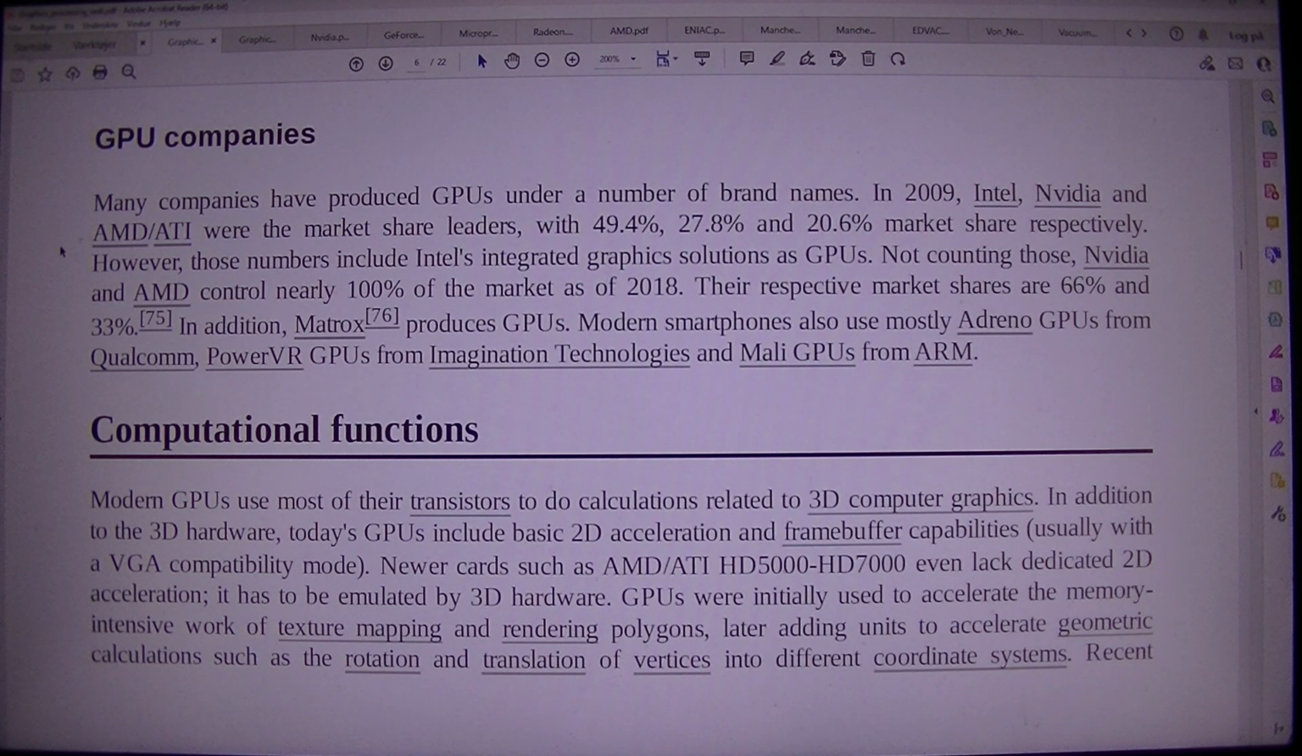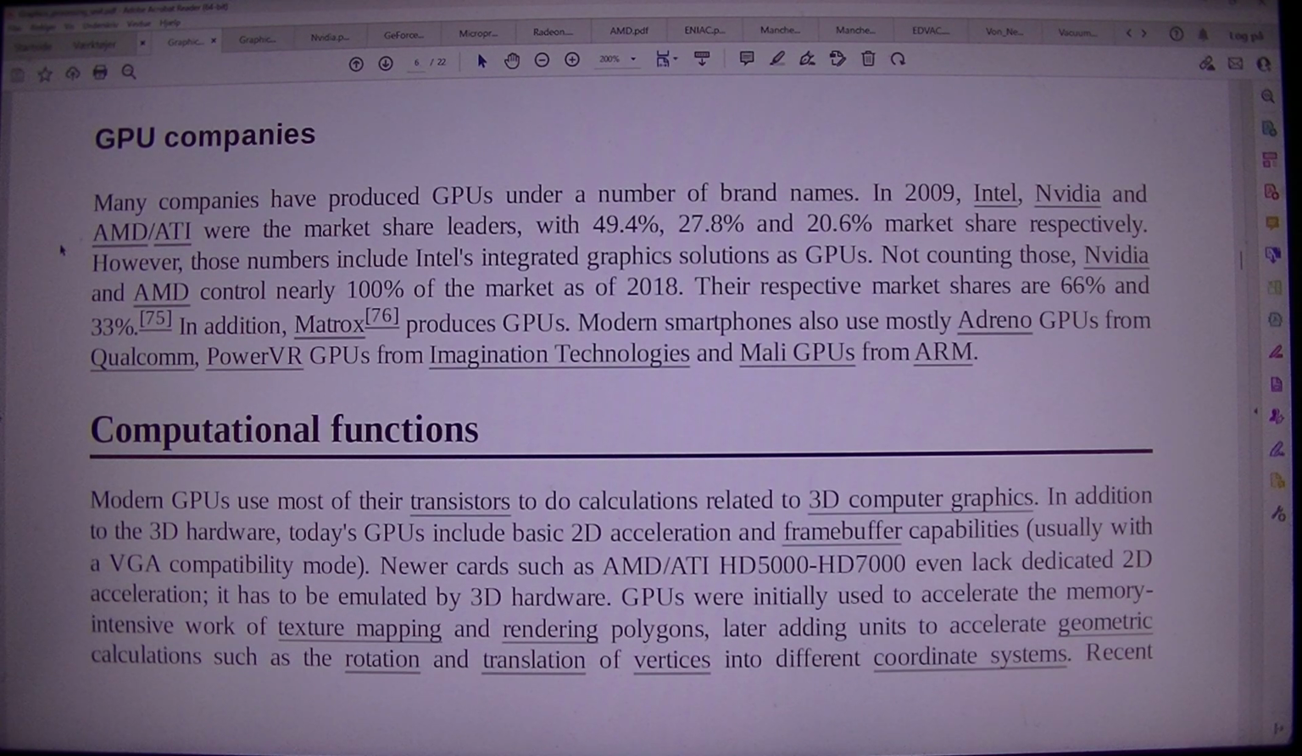Computational functions. Modern GPUs use most of their transistors to do calculations related to 3D computer graphics. In addition to the 3D hardware, today's GPUs include basic 2D acceleration and frame buffer capabilities, usually with a VGA compatibility mode. Newer cards such as AMD/ATI HD 5000, HD 7000 even lack dedicated 2D acceleration. It has to be emulated by 3D hardware.